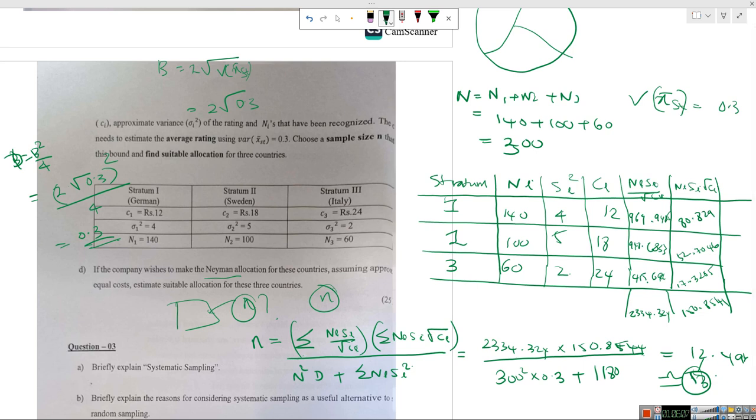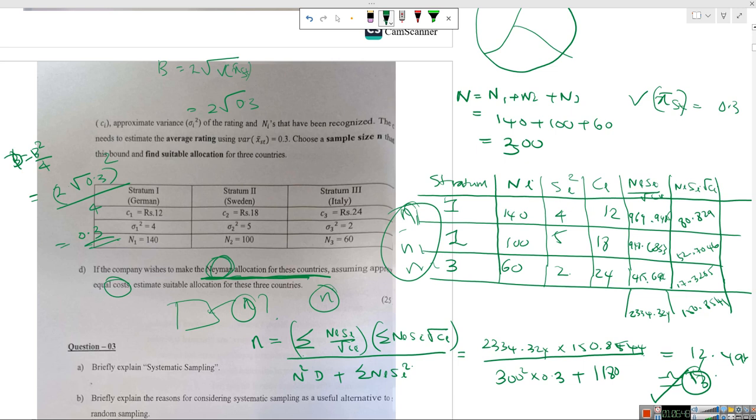Now using this data, what they are telling is to make the Neyman allocation for these countries, right? Now using this data based on the cost, we have found out we have to select 13 samples. Now we have to consider assuming approximately equal cost, so we are not going to go for optimum allocation for this sampling. I mean, for example, C1, now N1, N2, N3 should be found. We are going to go for only Neyman allocation, right?